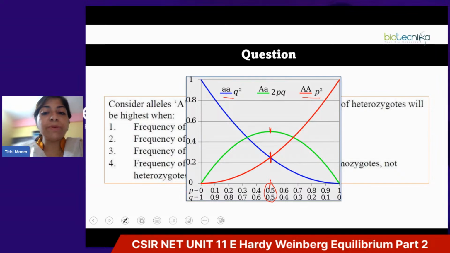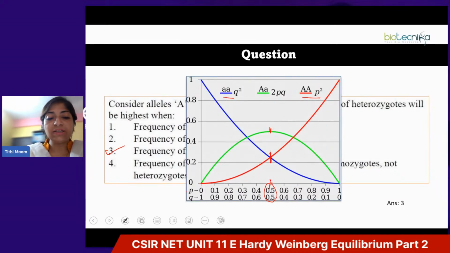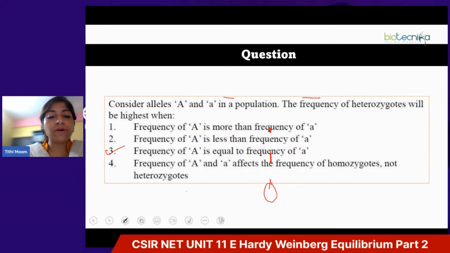So this is how the graph will look, because as the p is increasing, q will decrease. It will be less than 1 only, because p plus q will be 1. And as the p increases, q will decrease, right? So this is how the relationship will look. So answer will be option 3, that is frequency of capital A is equal to frequency of small a. That is the time where the frequency of heterozygotes will be highest.